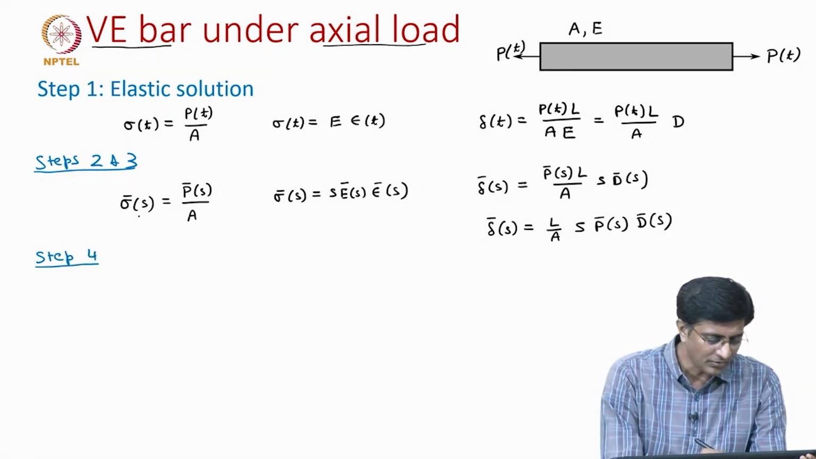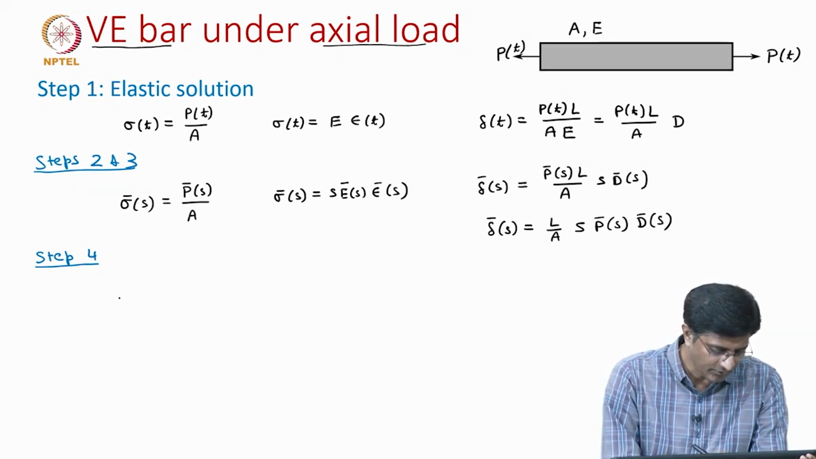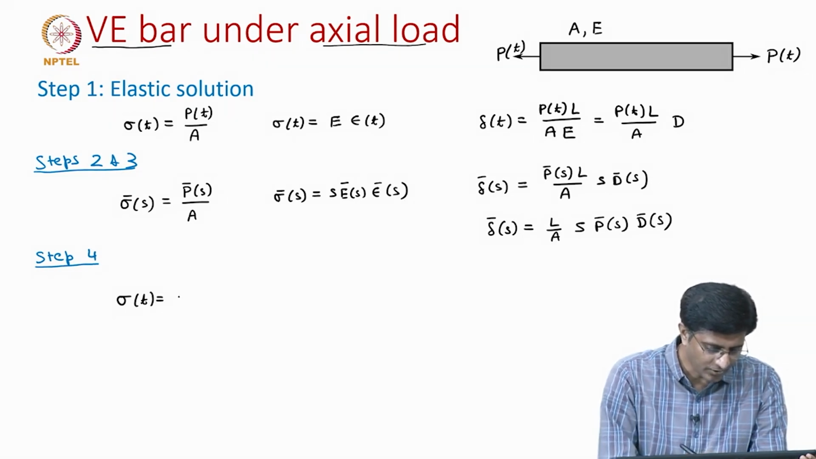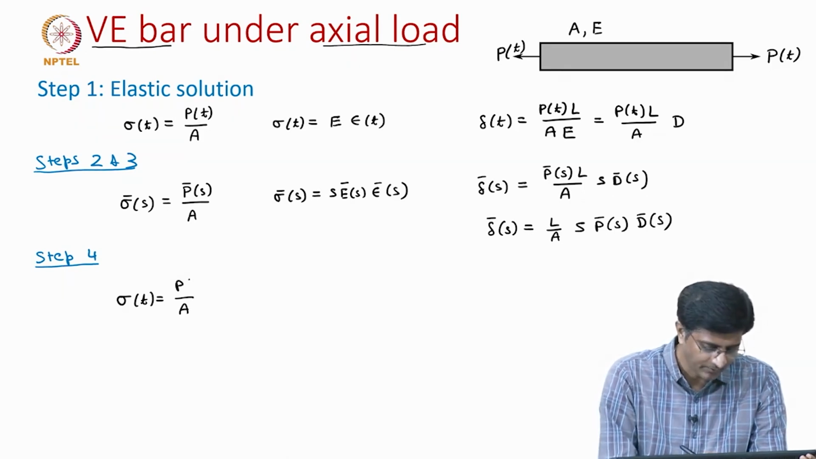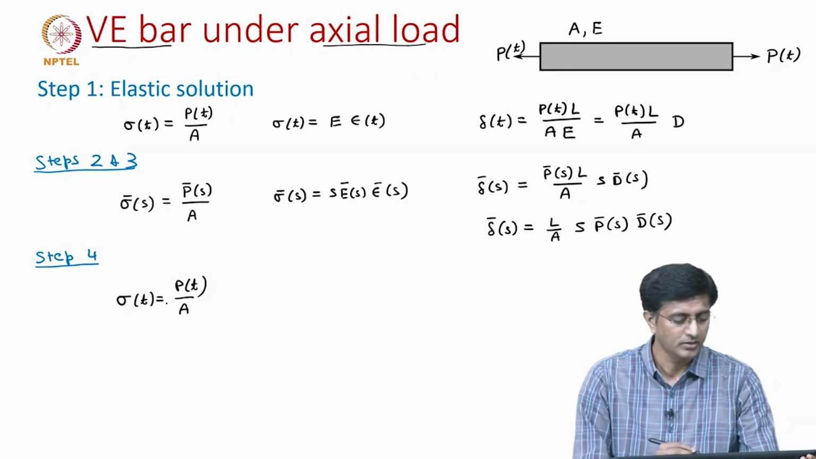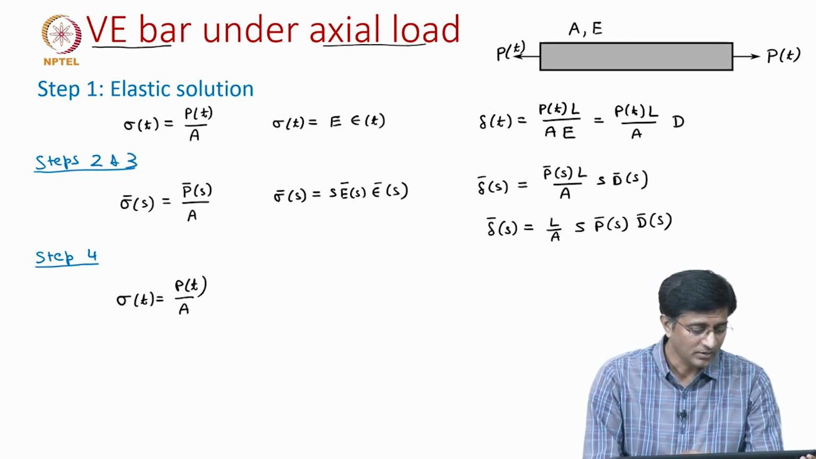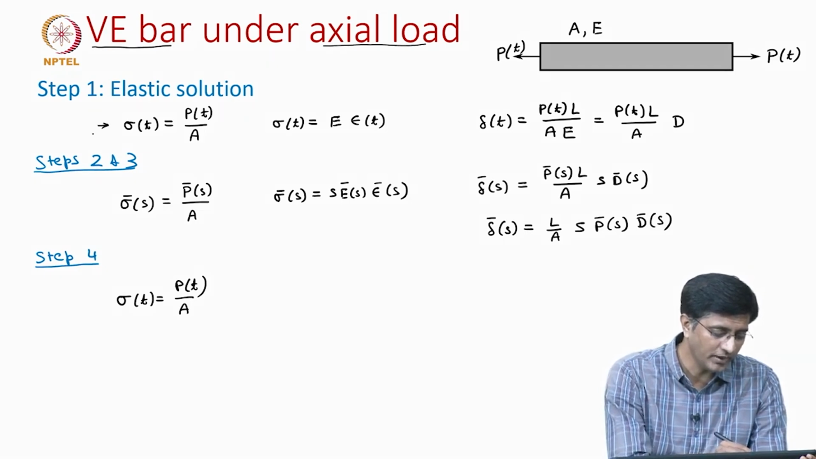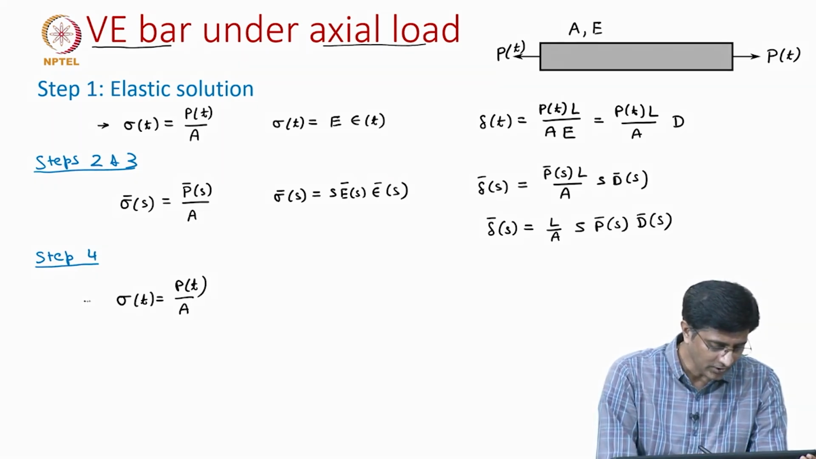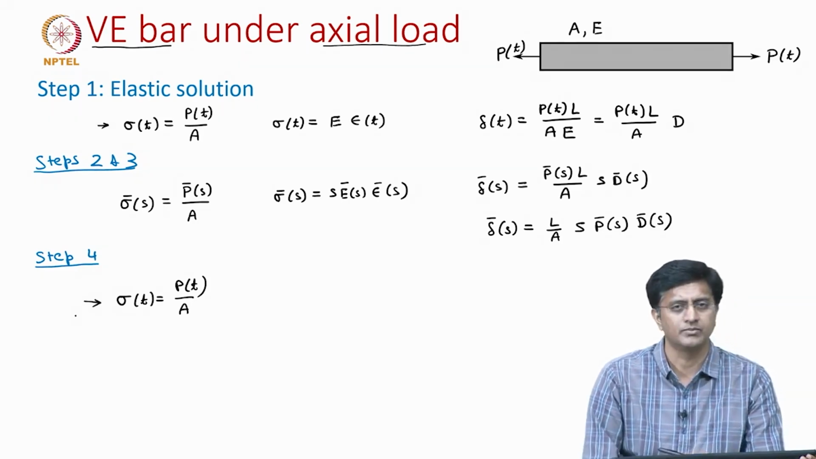Okay. Now, let us see what is the inverse Laplace transform of sigma of s. It is simply sigma of t, 1 by A is a constant, and then what is the inverse Laplace transform of P of s? Again P of t. Okay. So, what did we get? We started from this, and we ended up with the same equation, sigma of t equals P of t by A.